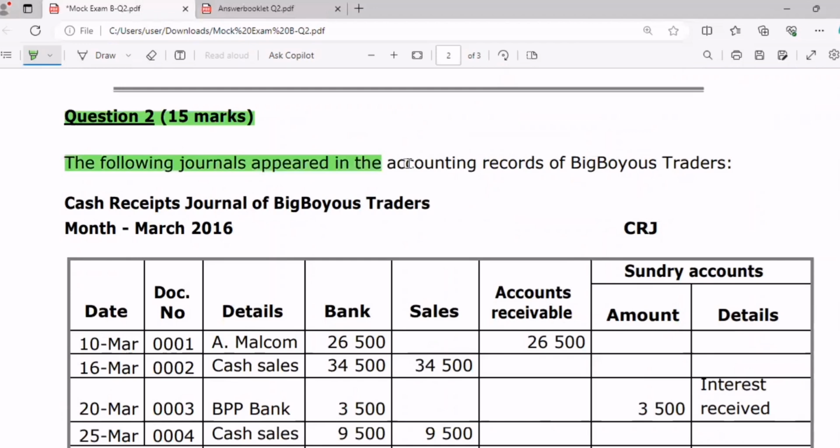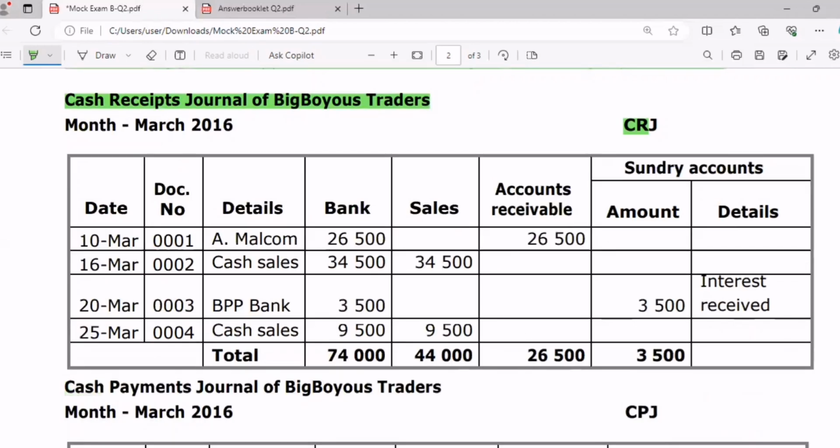The following journals appeared in the accounting records of Big Boyas Traders. So we are given the journals. The first journal that is given is the cash receipt journal, which is known as the CRJ. Remember, in the CRJ, we record all the cash that the business received. Every time the business receives cash, we record that in the CRJ.